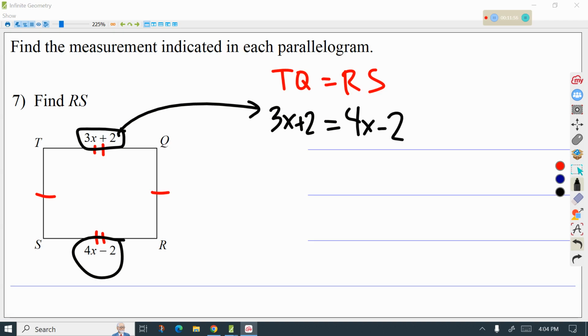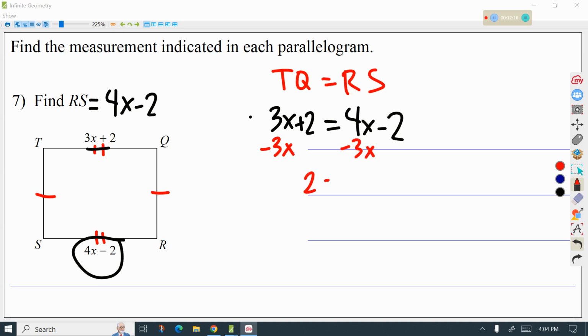So now all we're doing is solving this equation, but there is one thing you've got to watch out for. It's because it says to find RS, but RS is 4x minus 2. So to finish this up, what we're going to do is take away 3x from both sides.